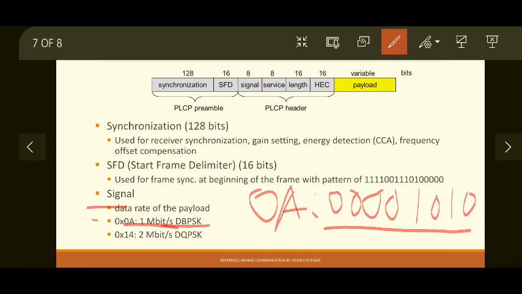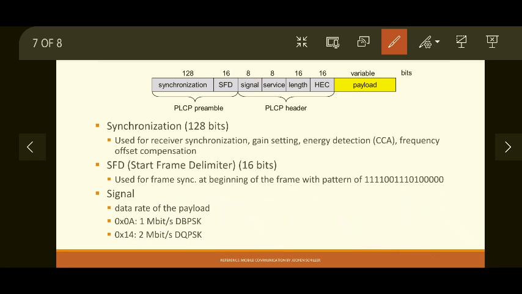If it contains 14, that is 0001 and 4 means 0100, so it indicates 2 Mbps data rate and DQPSK modulation scheme. Okay, this is the signal field. In the FHSS based physical layer, it was the PSF field. Now it is the signal field, which is of only 8 bits. It is not mentioned here, but it is 8 bits. Now the signal field is followed by the service field.